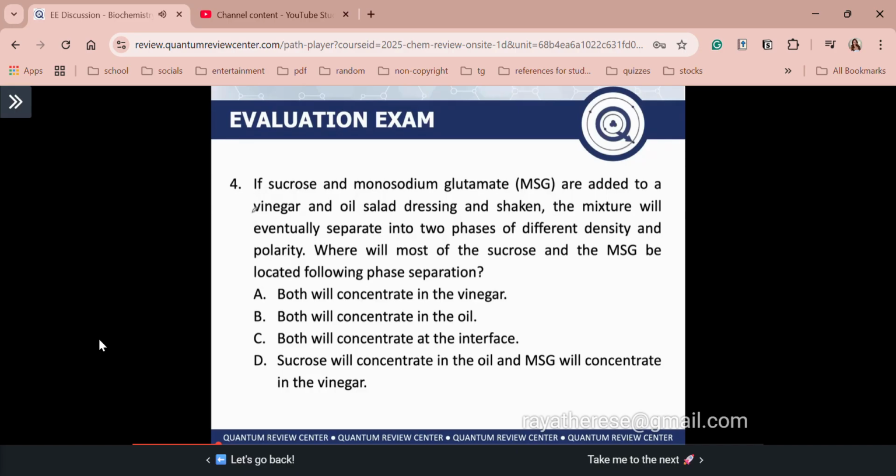So clearly class, sucrose and MSG are actually polar molecules. For our two solvents, vinegar and oil, which is a polar compound? Sir, vinegar has acetic acid. Yes, that's correct. Right? For number 4, our answer is letter A.